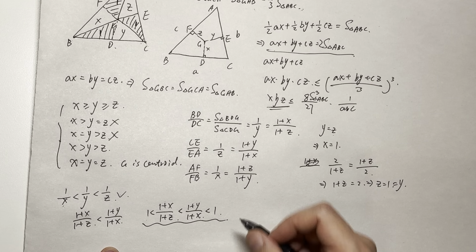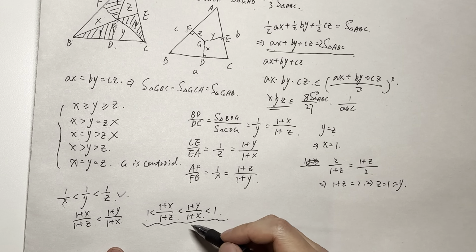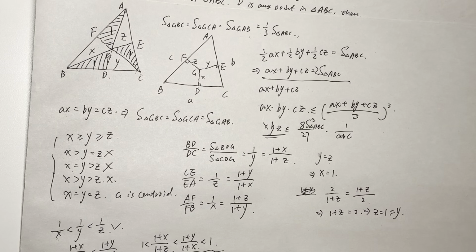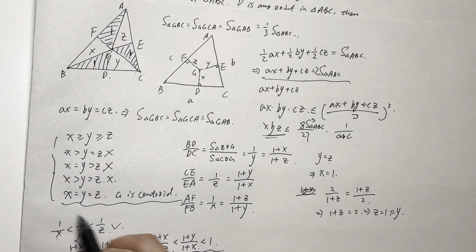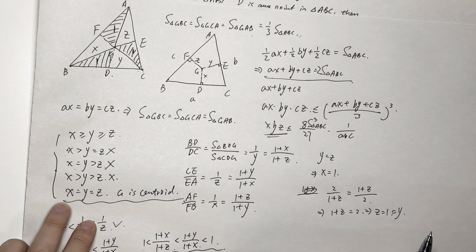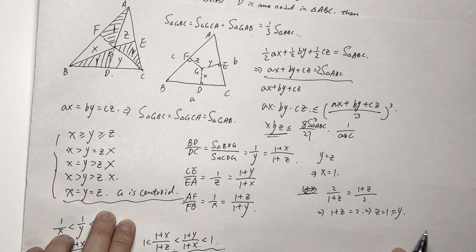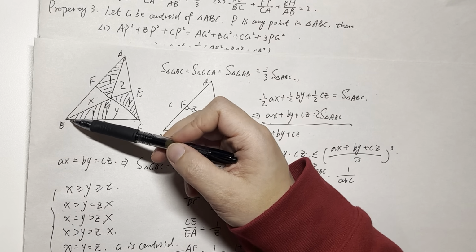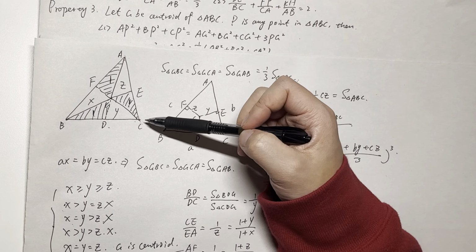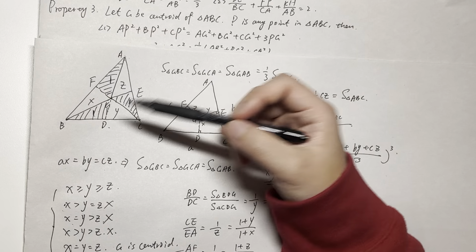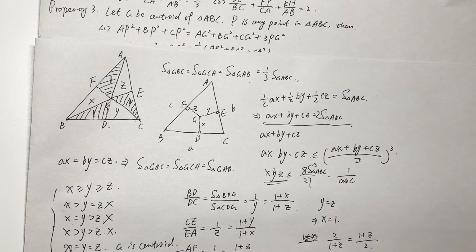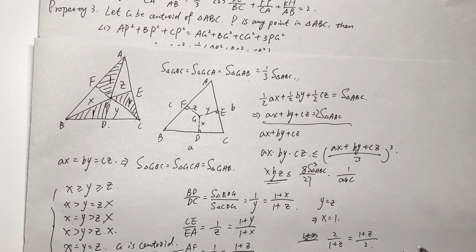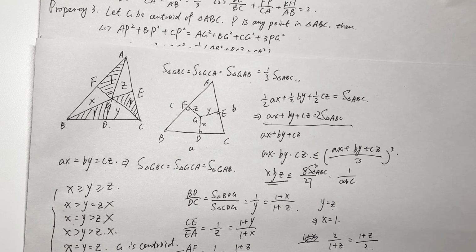This is wrong, right? This is not valid, which means this case is not valid. Only this case can exist, that x equals y equals z, right? If the triangle areas AFG, BDG and CEG are equal, that means the rest of the 3 parts are also equal. Once they are equal, they all equal 1, which means G is a centroid.